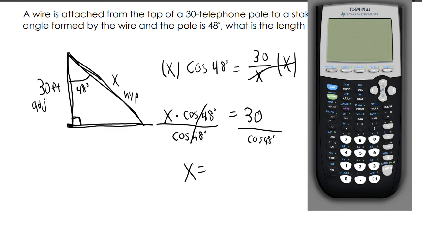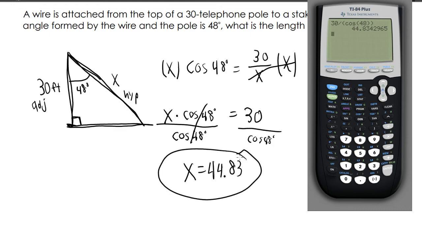To do that, you're going to have to get your calculator out and type in 30. Well, first turn it on. Do 30 divided by, I always like to put in parentheses, cosine of 48. Close your parentheses. Hit enter, and you get 44.83. And that's it. That's our answer, 44.83. And that is how you solve a word problem with trigonometry.